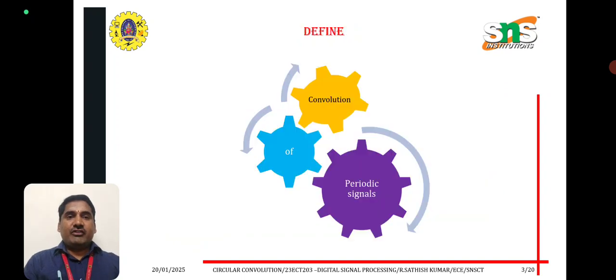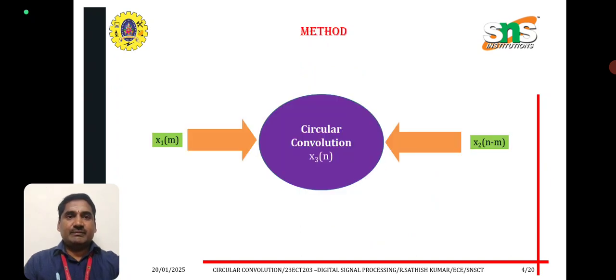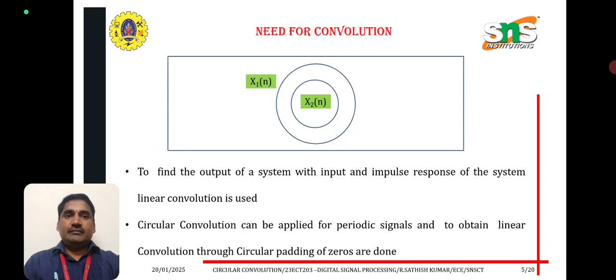Next, the define part. Convolution of periodic signals is nothing but circular convolution. Next, the method: x1 of m can be applied to a circular convolution with x2 of n minus m, which produces the output as x3 of n. This is the need for convolution: two sequences x1 of n and x2 of n are given, and we are going to find x3 of n.